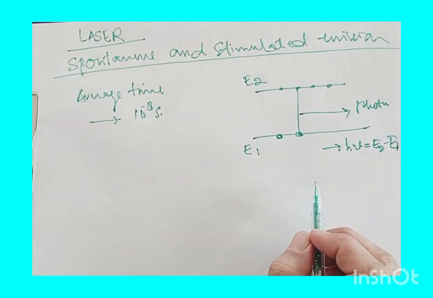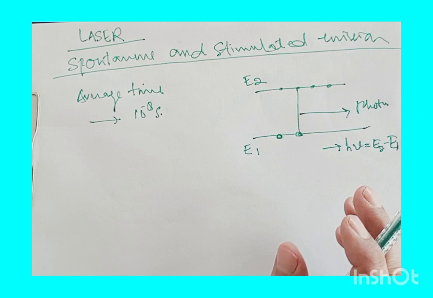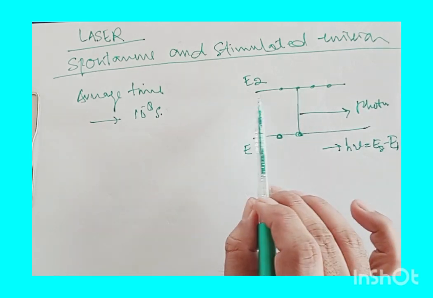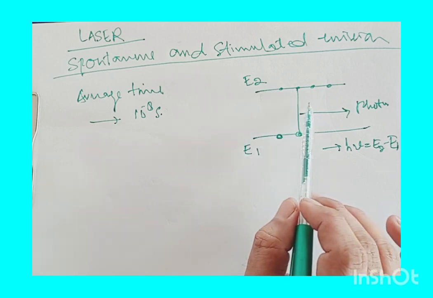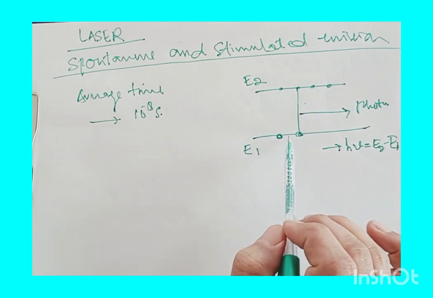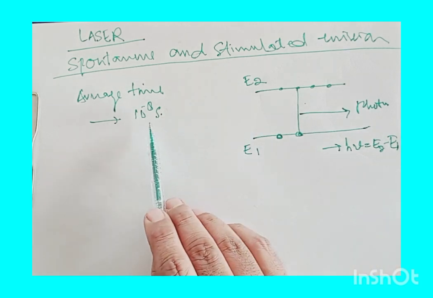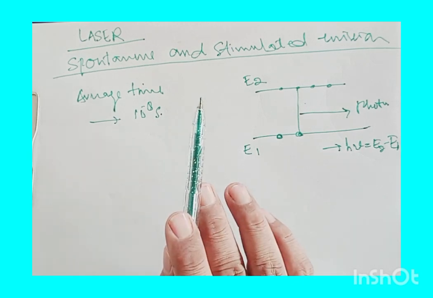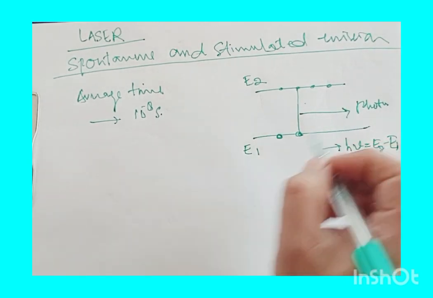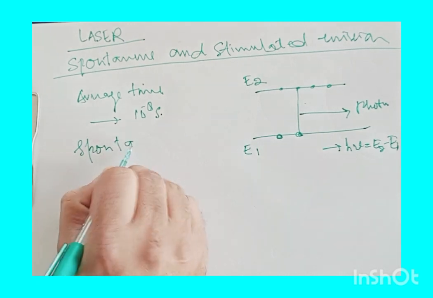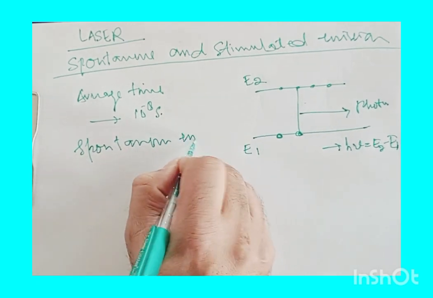And the point here is that the atoms in the excited state, when they come back to the ground state, emit radiations in a very short span of time on an average of 10 to the power of minus 18 seconds. And this kind of emission that we have is called a spontaneous emission.